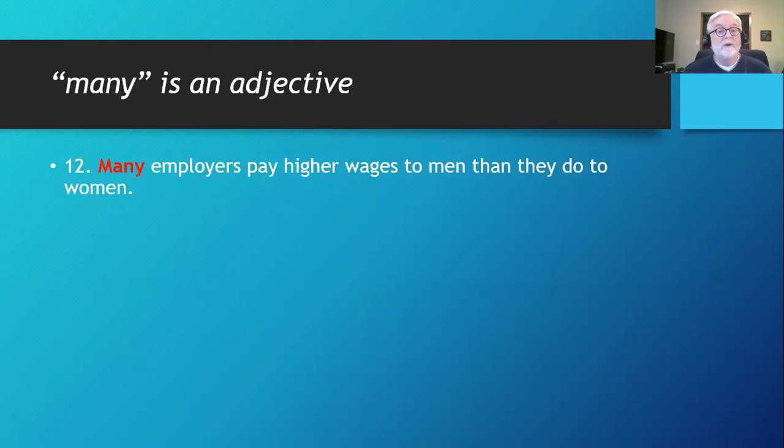12, many employers pay higher wages to men than they do to women. All right, the word many describes a quantity in front of the noun here. That is an adjective. All right, that's one of those quantifying adjectives. It could be very specific, like 12 or 13, or words like some, many, few, and so on.